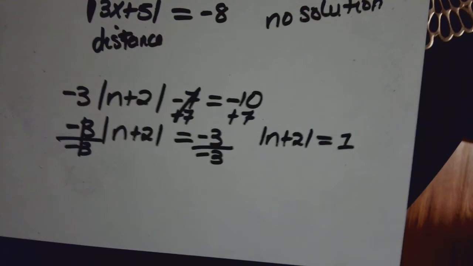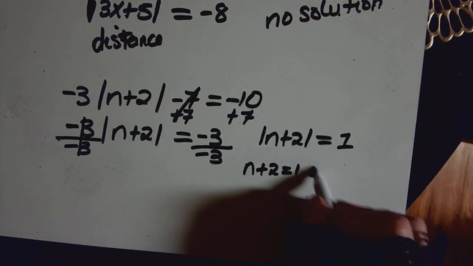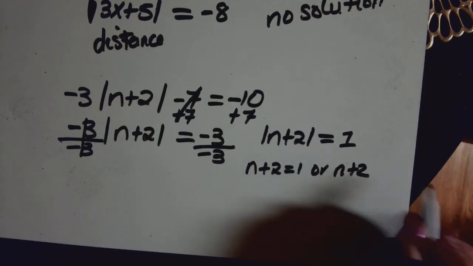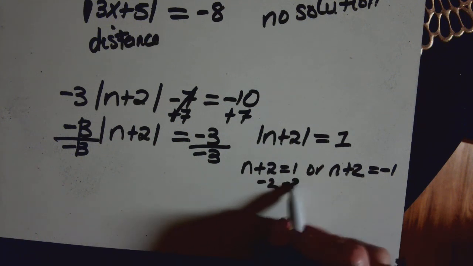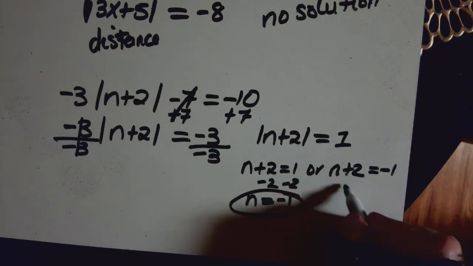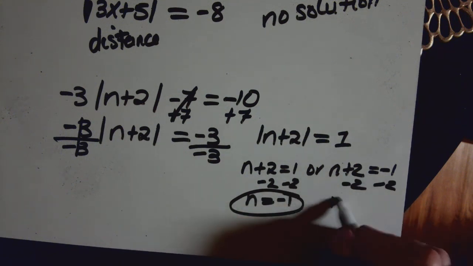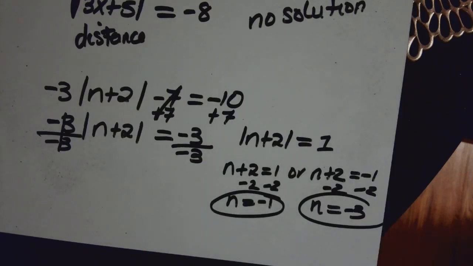So we split them up and we say n plus 2 equals 1, or n plus 2 equals -1. So subtract 2, and n equals 1 minus 2, which is -1, and subtract 2 here. So n equals -1 minus 2, which is -3. And those are your two solutions, -1 and -3. And if you plug them back in, they would work out quite nicely.